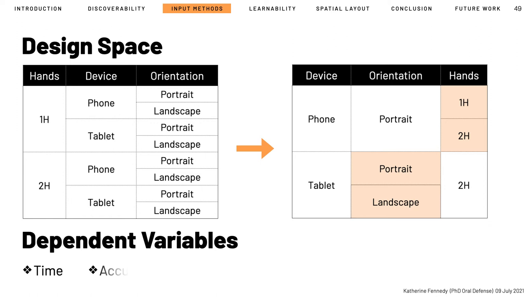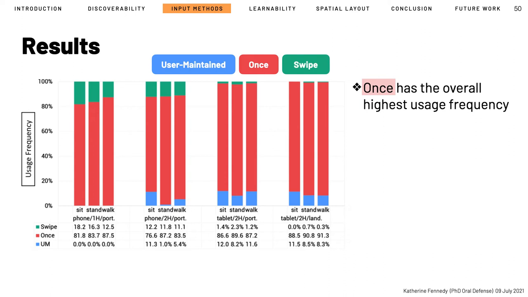Similar to the previous study, we recruited 12 participants and measured selection time, accuracy, and ratings. For this study, we also counted the number of times each input method is being used throughout the trials. Our results show that users do adopt once as the primary input method, as we can see from the long red bars. Interestingly, we can also see some usage of swipe, the green bar for phone, and some usage of user maintain, the blue bar for tablet.